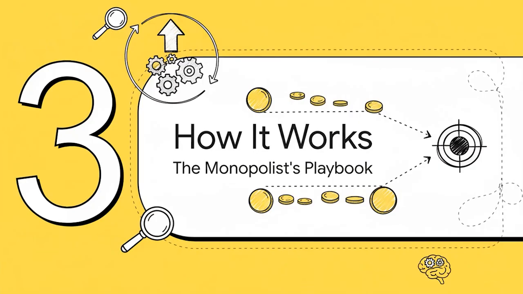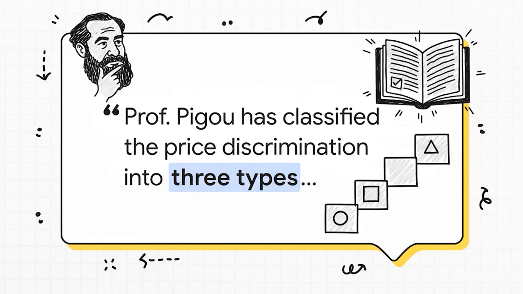So how do they actually pull this off? It's not just a guessing game. As you can see here, there's a real playbook, a clear method to the madness of charging different prices. A brilliant economist named A.C. Pigou was one of the first people to really map this out. He figured out that there are basically 3 different degrees or levels to this whole strategy.